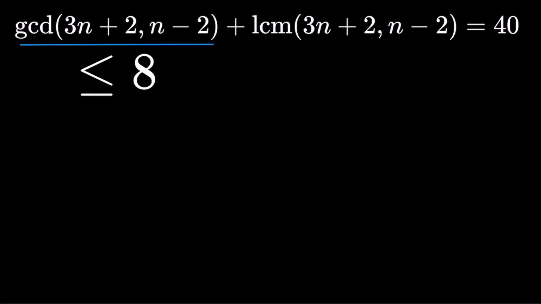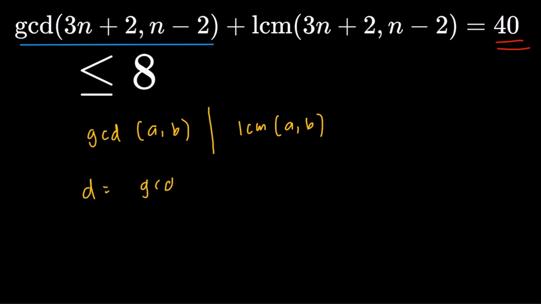Now, the second thing that should be pretty much obvious is that the GCD of two numbers, a and b, should divide the LCM of the two numbers, a and b. So we could list down the possible values of the GCD. Because the GCD plus the LCM is equal to 40 over here, we can easily check for the possible values of the GCD. Let's set D to be the GCD of a and b.